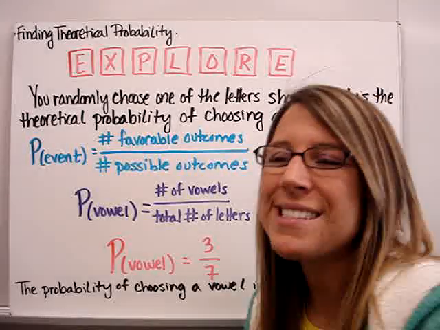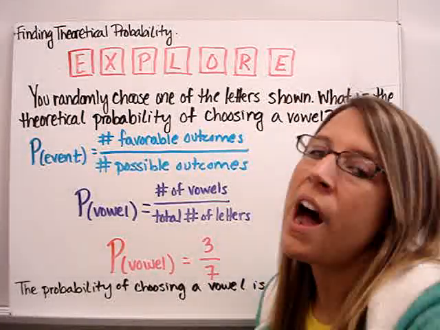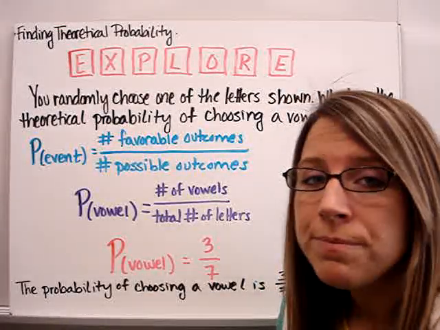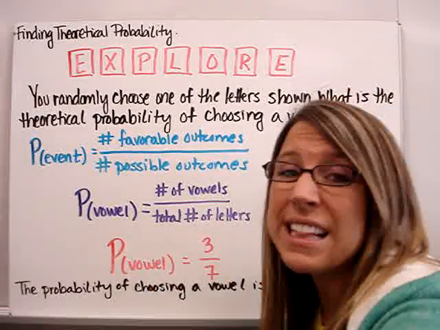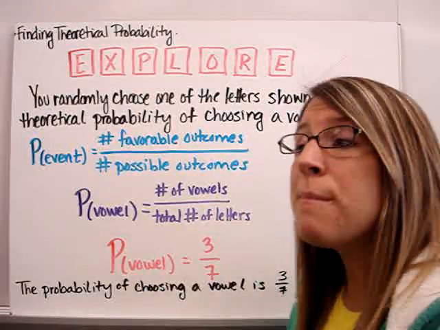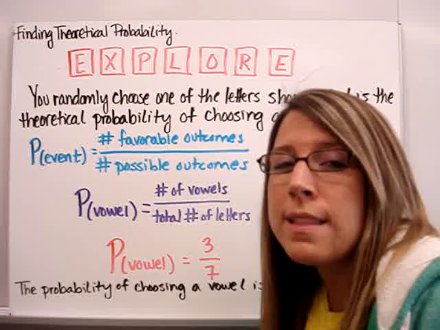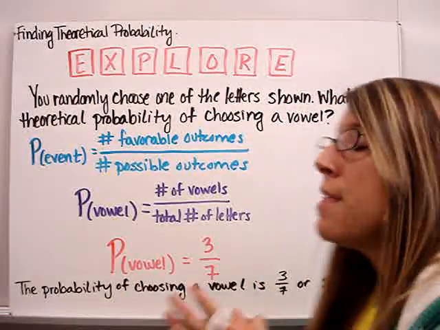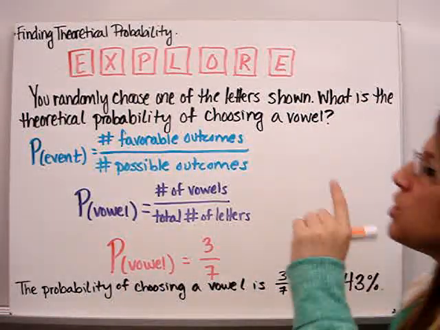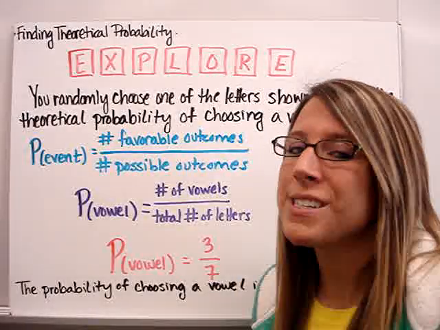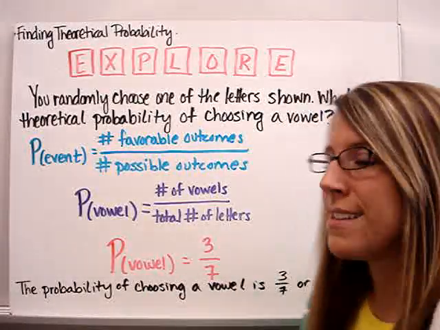So if I were going to say, is it likely or unlikely to choose a vowel? Well, it's less likely than it is likely. Remember that if they're equally likely or unlikely, that would be 50%. This is less than 50%. So your chance is greater to choose a consonant than a vowel in this case.